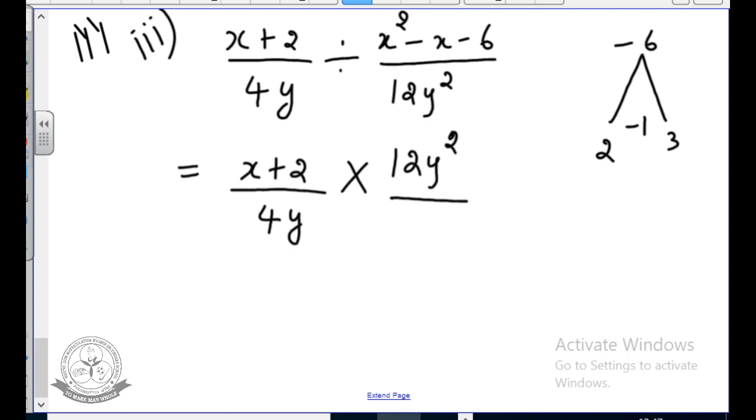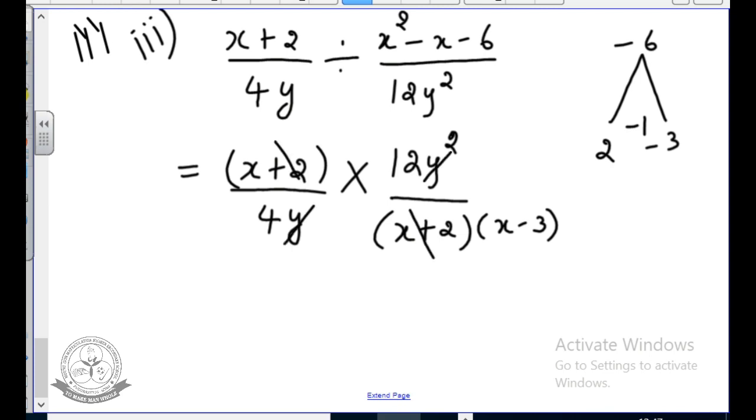2 times 3 is 6. So if we take the greater number with a minus, we will get minus 6 as the multiplication term, and the addition term is minus 1. Here the expression is x squared, so we can write x plus 2 into x minus 3, right? Here we can cancel x plus 2, and y cancels with one y, leaving one y. 4 is 4, 3 fours are 12, right? So the remaining term is 3y divided by x minus 3.